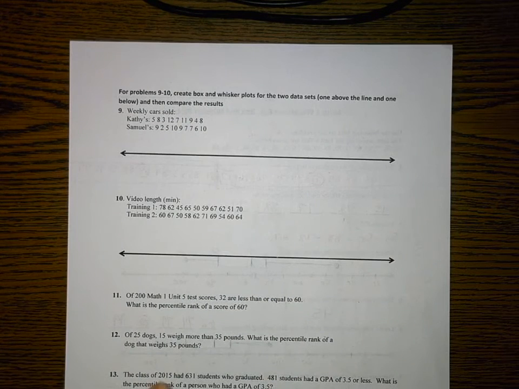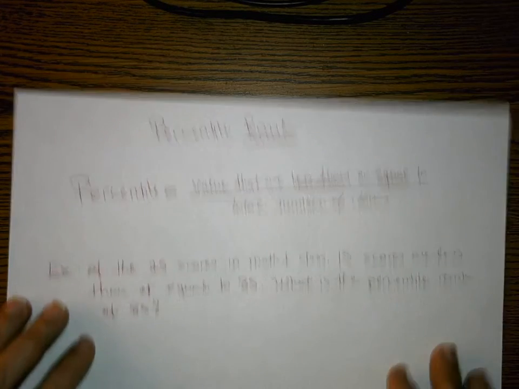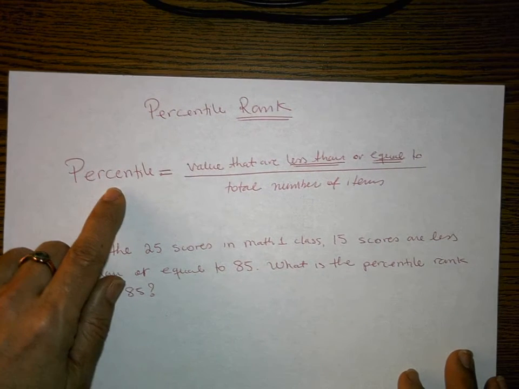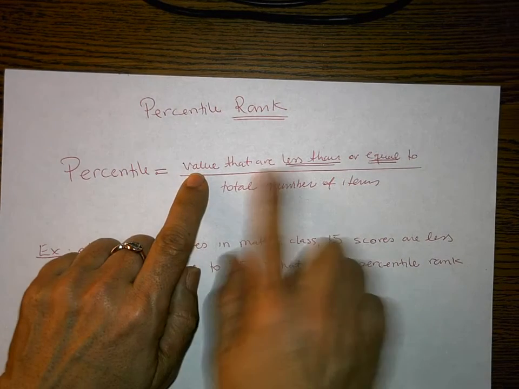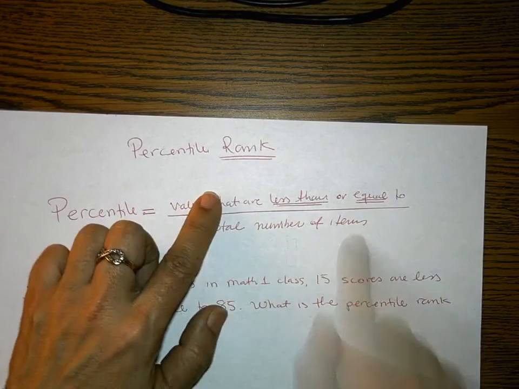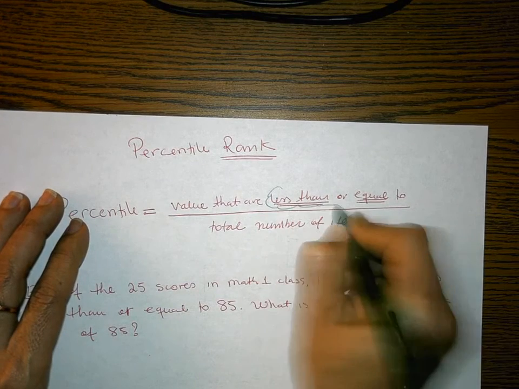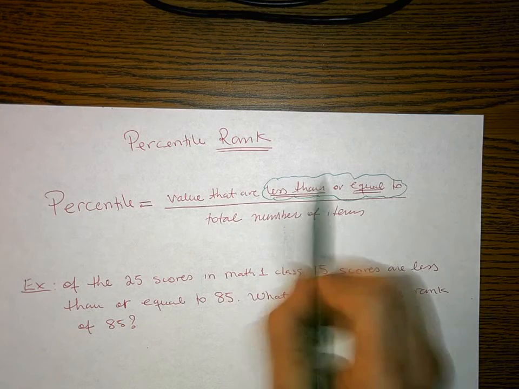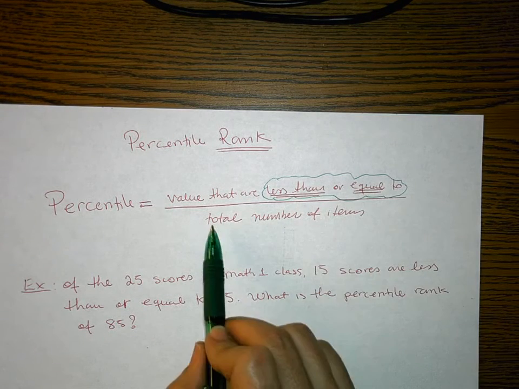The last thing I need to cover here is percentile. Let me see if I can find the paper I wrote for percentile. Oh, it's right beneath it. The last thing is percentile rank. Percentile rank, according to the definition in the textbooks, is the values that are less than or equal to, divided by the total number of items. The magic word here is less than or equal to. So I just have to divide by the total number of items.